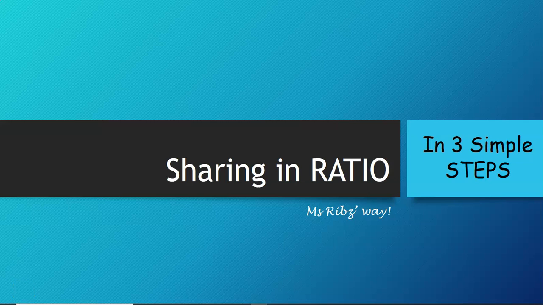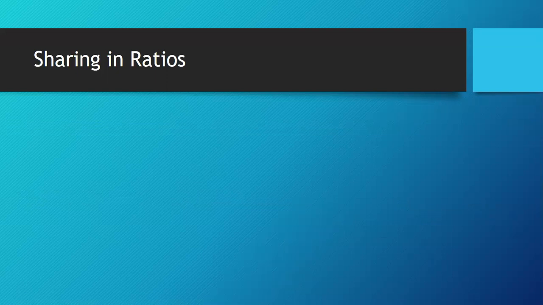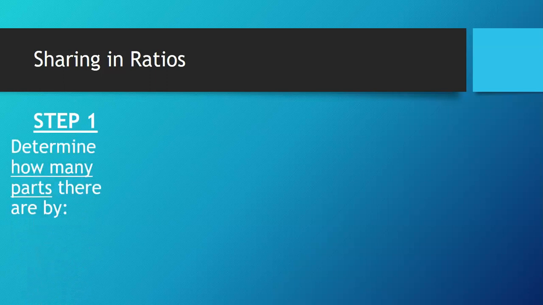In today's video I'm going to show you how to share in ratio, and we're going to do it in 3 very easy simple steps. So I'm going to go through the steps. Don't worry, this might not make much sense to you now, but as we do the examples you'll understand these 3 steps. So the first step, I determine how many parts there are. And the way I do that is simply by adding the ratio terms. So if the ratio is 5 to 2, I would add 5 plus 2 and get 7.